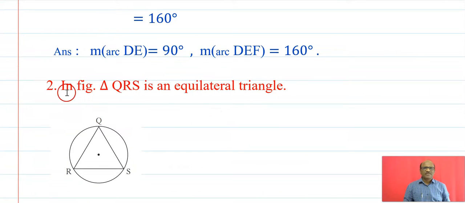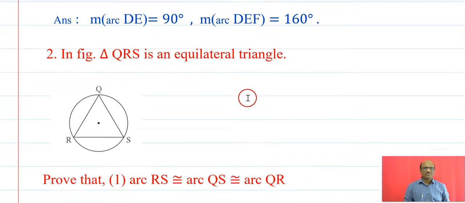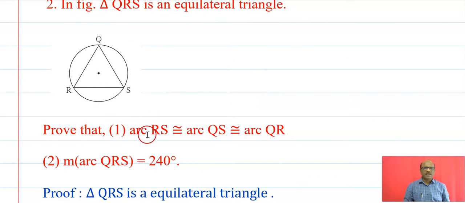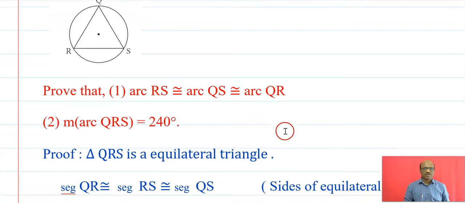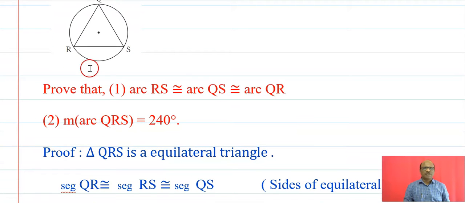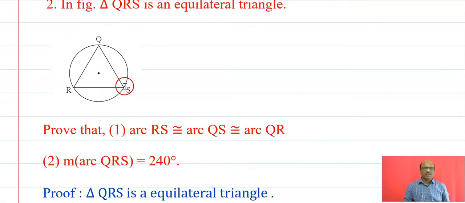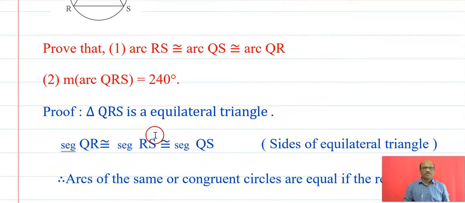Now the next. In the figure, triangle QRS is an equilateral triangle. Then prove that arc RS is congruent to arc QS is congruent to arc QR, and the measure of arc QRS is equal to 240. This we want to prove.